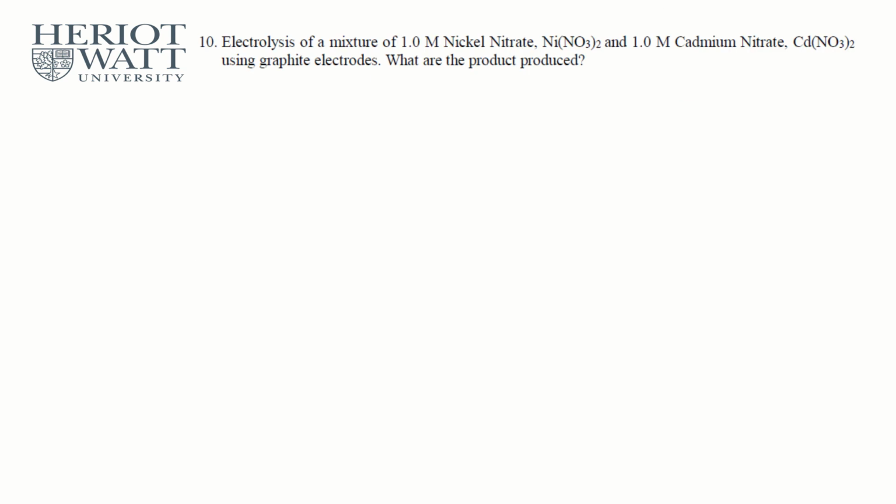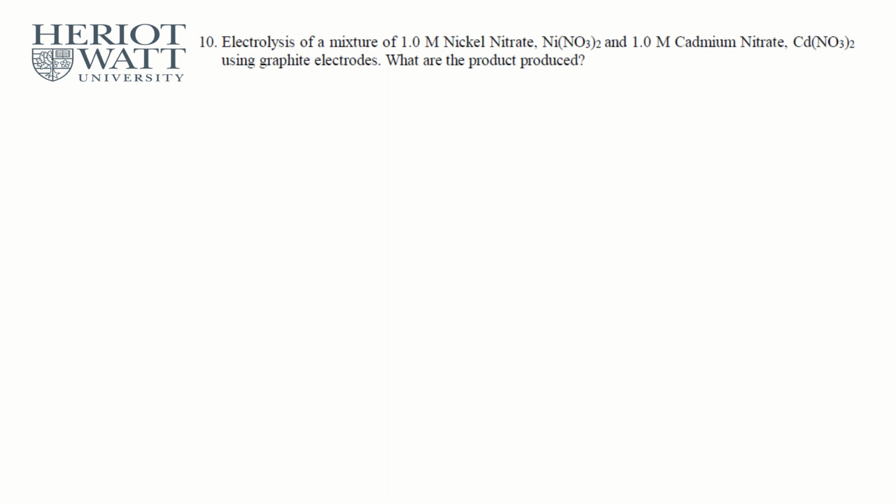All right. Number 10, electrolysis of a mixture of 1 molar nickel nitrate and 1 molar cadmium nitrate. Now, 1 molar means 1 mole per dm³, and this is actually a quite standard condition, which is dilute. All right, concentrated is not 1 molar. Concentrated can be a 5 molar and above, or 10 molar. So 1 molar is considered dilute. Dilute means you have a lot of water in it.